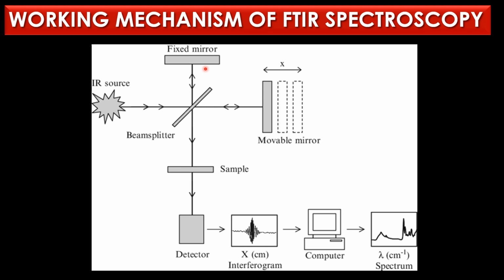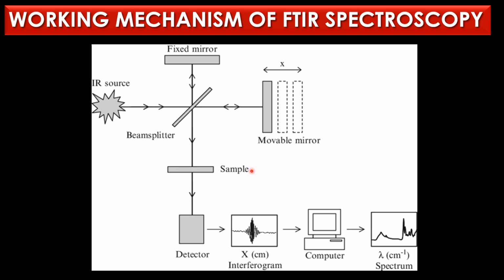The fixed mirror reflects its beam directly back to the beam splitter. The movable mirror reflects its beam back as well, but since it moves, it creates varying path lengths for the beam. This variation in path lengths introduces a phase difference between the two beams, leading to an interference pattern where they recombine at the beam splitter. Next, the sample.